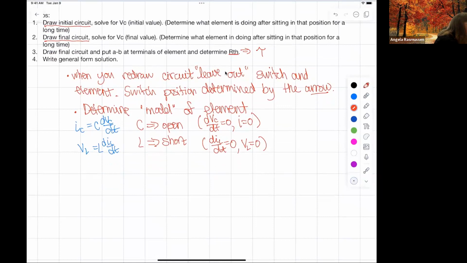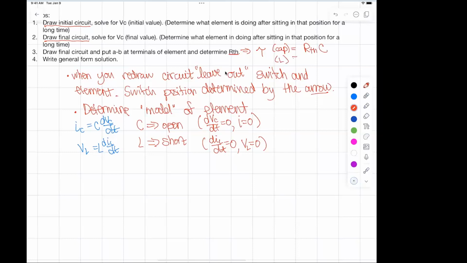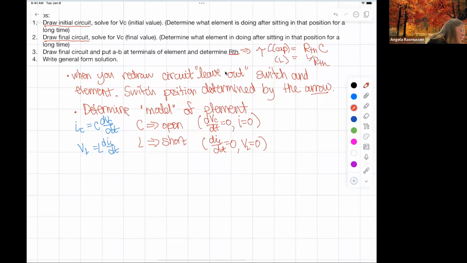You have to memorize tau for the inductor and the capacitor. What is tau for a capacitor? RC. Correct. And for an inductor? L divided by R. Correct. So with this, you have tau, an initial value and a final value, and you can go back to the formula that we derived, plug in those values and write that general form equation. You guys ready to try it?